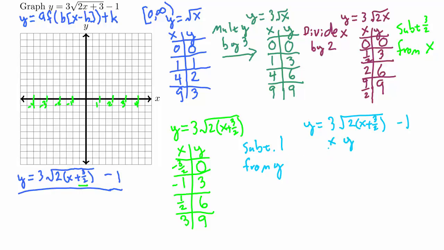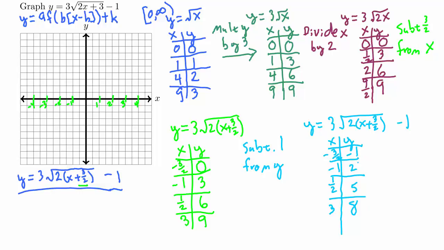And that'll give me a new xy table. Now, because it's affecting the y values, all these x values stay the same. Therefore, I still have negative 3/2, negative 1, 1/2, and 3. But I subtract 1 from all these y values. So 0 minus 1 is negative 1. 3 minus 1 is 2. 6 minus 1 is 5. 9 minus 1 is 8.